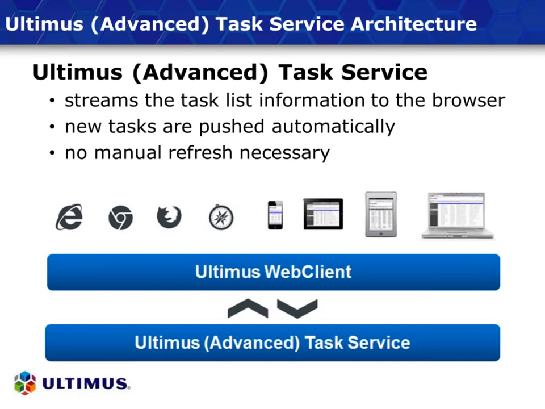On the web client side, the task service streams the task list information to the browser. So when you open the client, you already see the first set of data, and step by step, additional data is streamed to your client. So you see the task data is pushed automatically to the client. You don't need to refresh. You don't need to ask, where do I have something new? No, it is auto-refresh, and everything that you have in your task list is also shown in your web client.